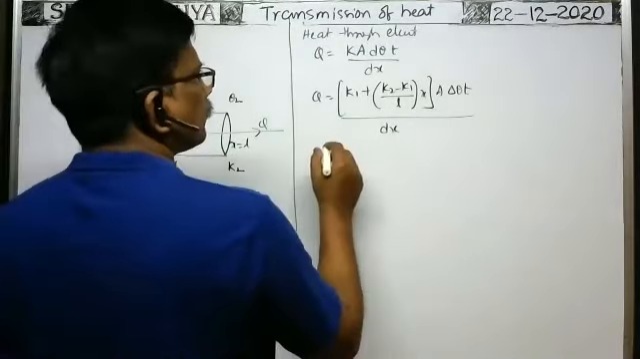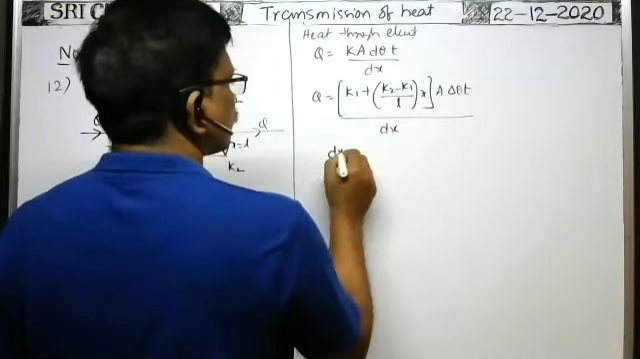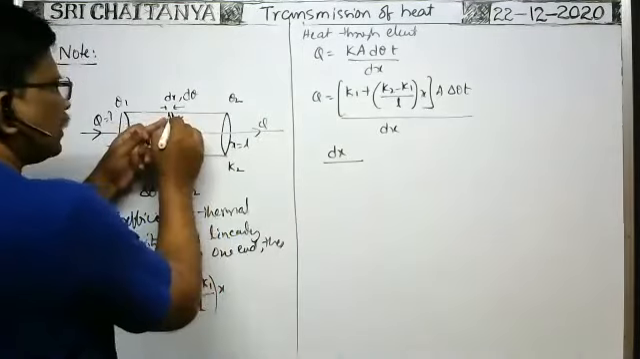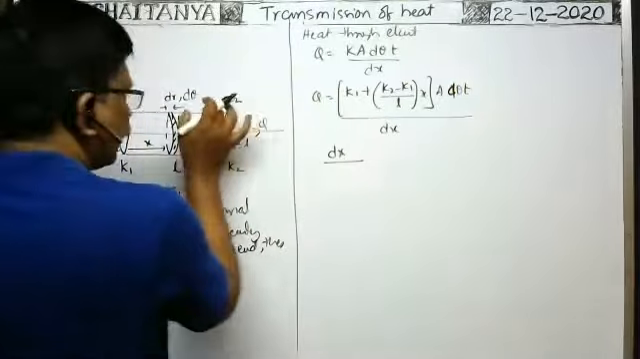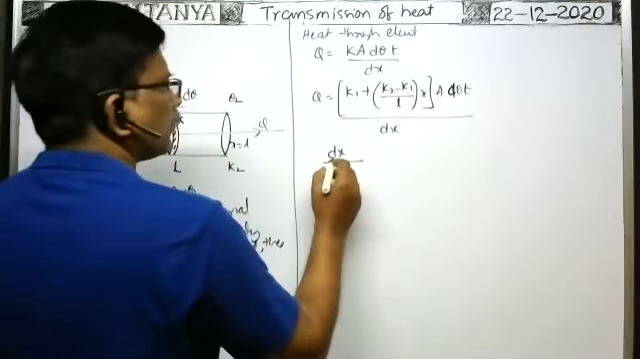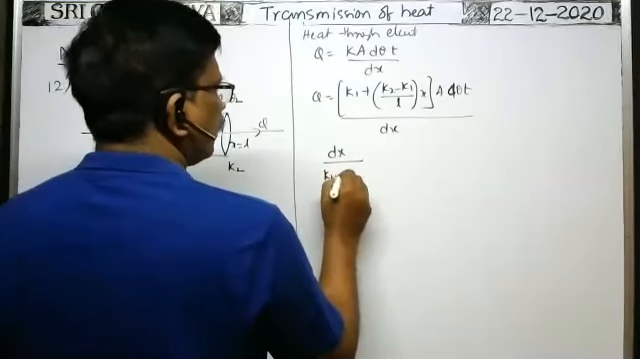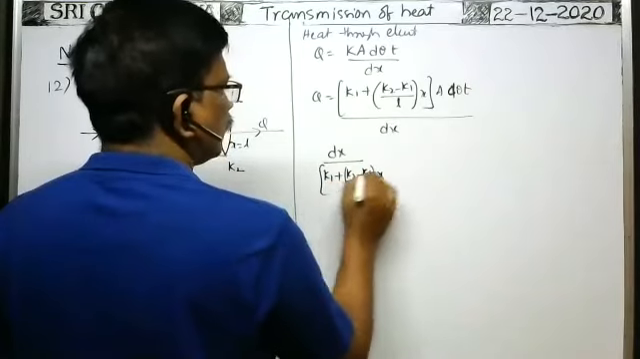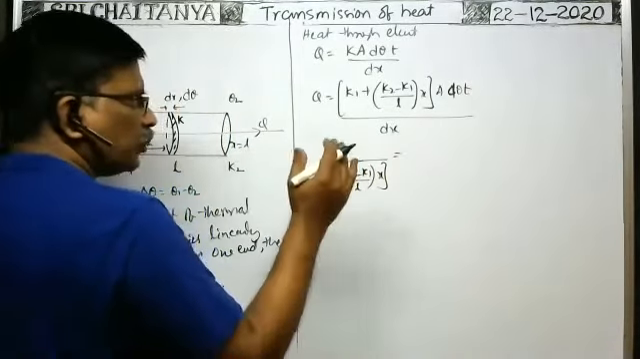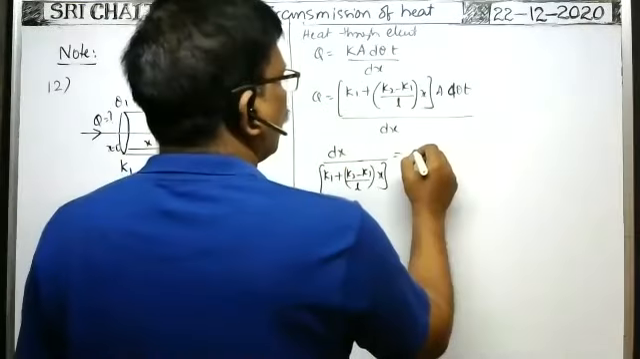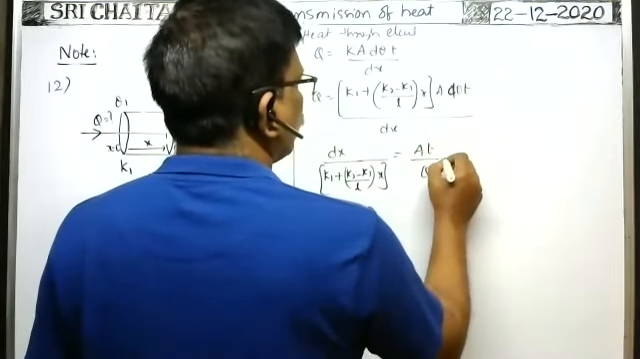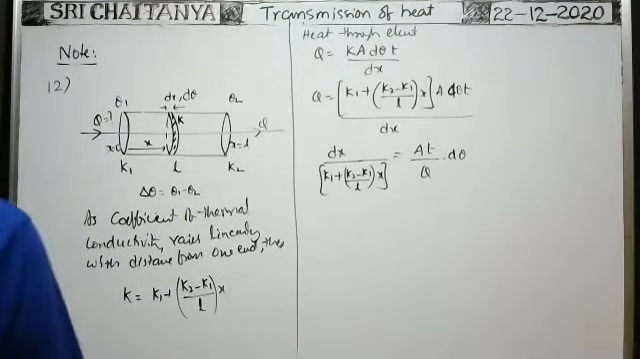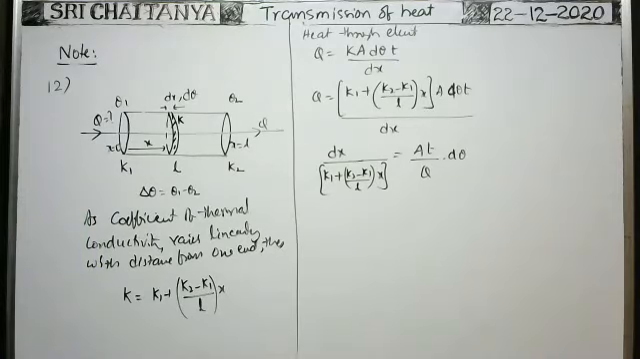Therefore, from this, dx by... the temperature difference across the element is d theta, so you write d theta. dx by K1 plus (K2 minus K1) by L into x is equal to... you bring all x terms aside and the remaining terms aside: A t by Q into d theta. Now you integrate this.